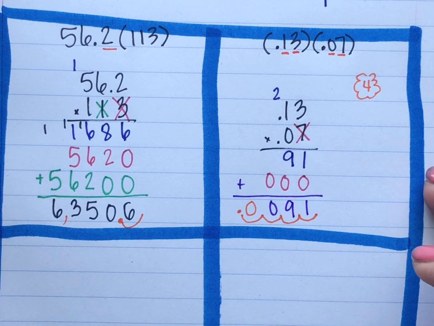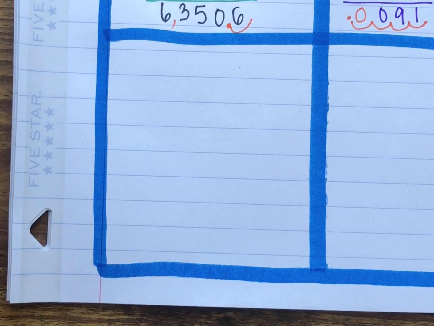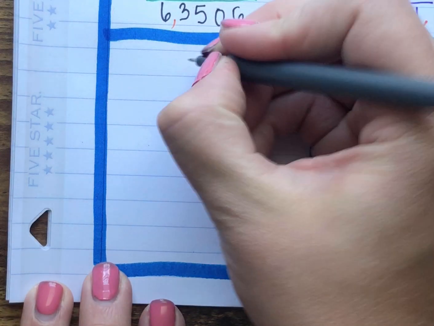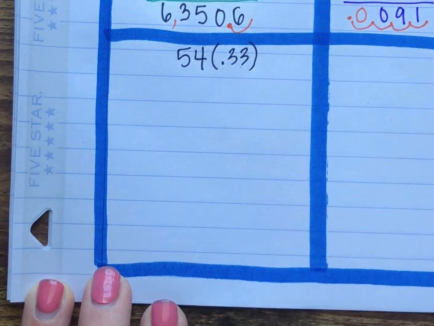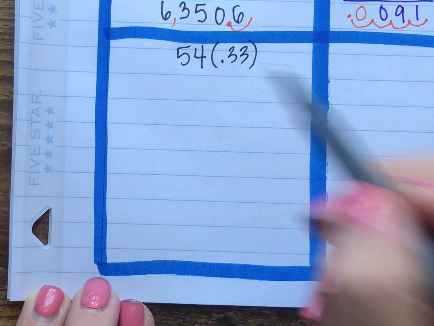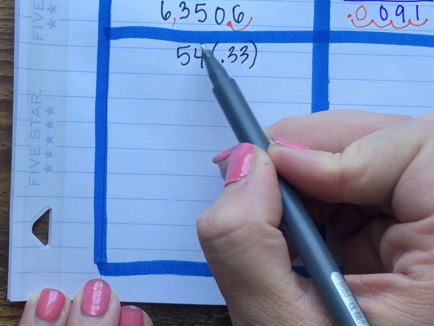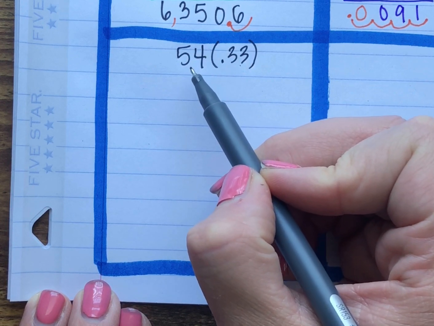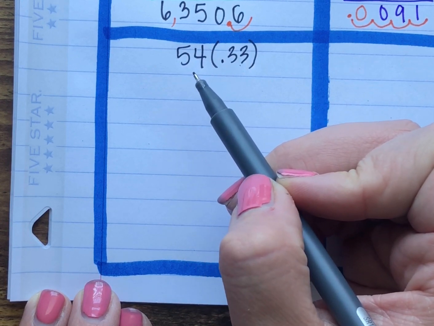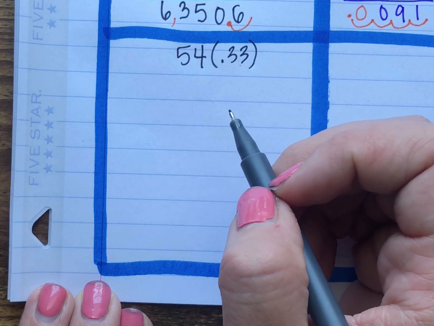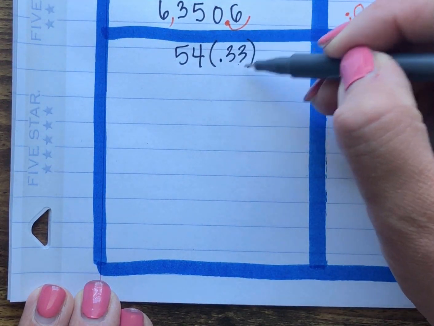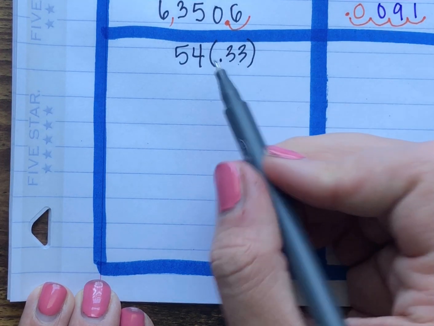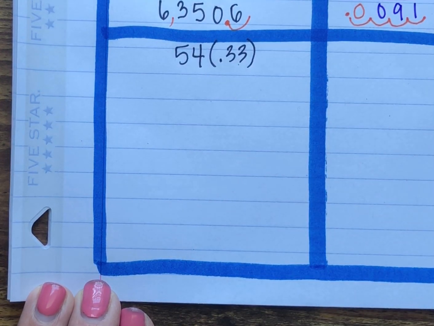All right, example number 3. This one is going to be 54 times 33 hundredths. So let's give this a context, okay? Let's say that your math teacher is buying 54 journals because maybe some kiddos don't have one or they need some extras or there's a project that they're doing. They're going to buy 54 journals and they're 33 cents each. So we're going to figure out how much money your teacher is going to spend.